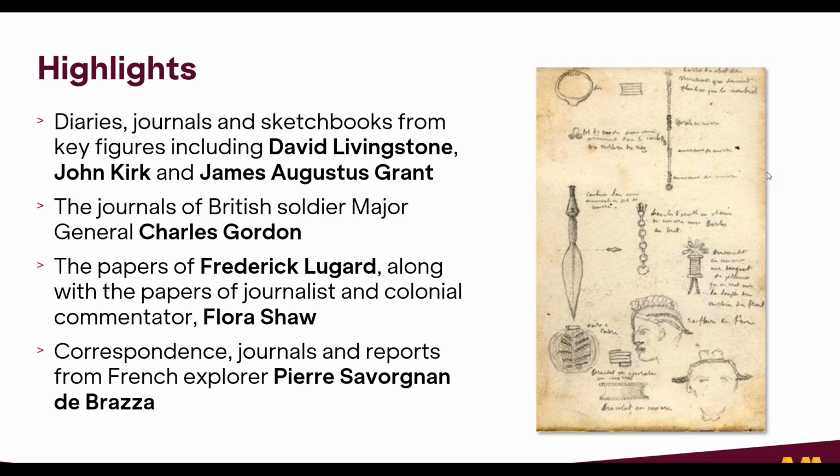There are a number of key individuals whose collections and papers we have, and some of them are listed here. We have the papers of David Livingstone, Charles Gordon, Frederick Lugard, Flora Shaw. We also have papers related to Roger Casement, Joseph Chamberlain, as well as Henry Morton Stanley and King Leopold II of Belgium. And these papers of individuals show their involvement in the colonialist establishment and expansion, and they're really essential for the study of this time period.